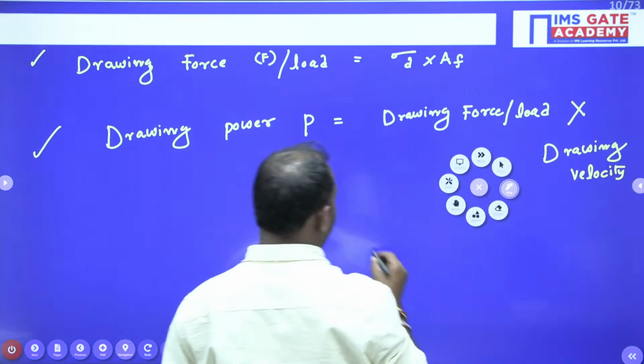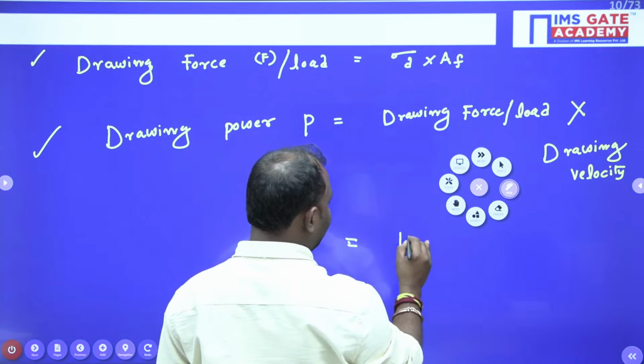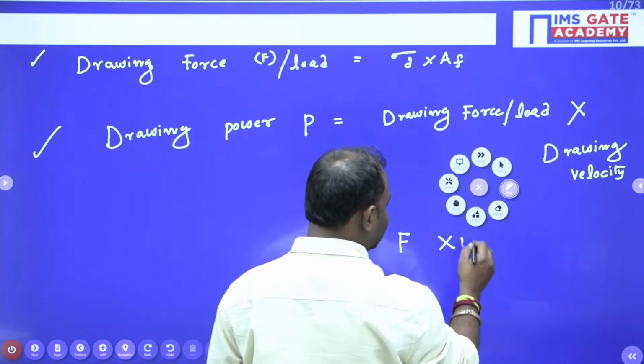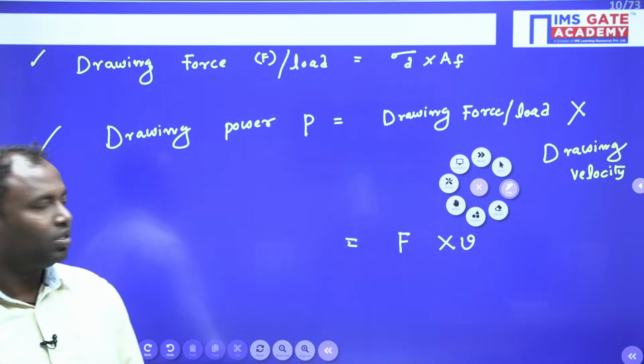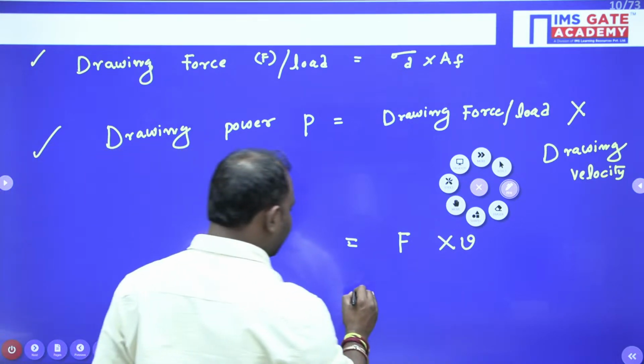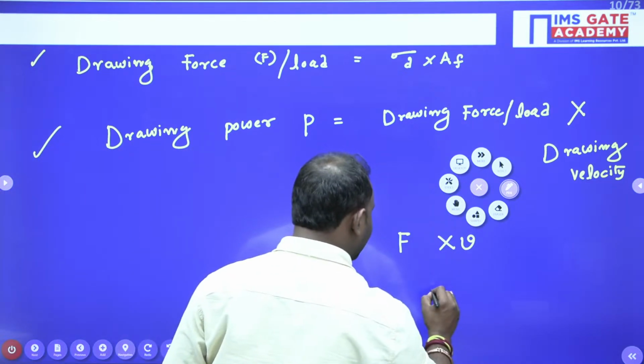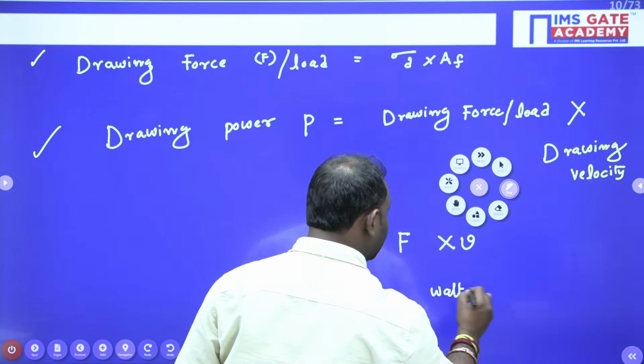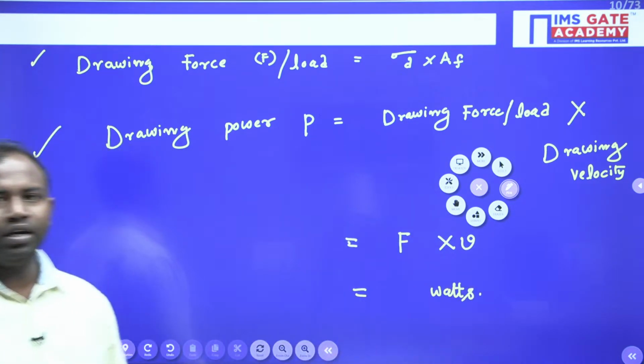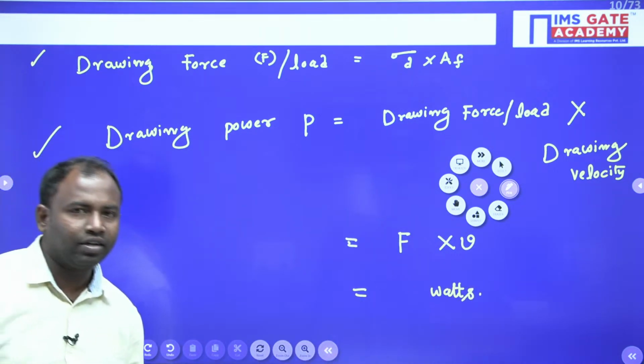Okay, right. From here, for drawing force we have seen that F is the drawing load and the drawing velocity is V. So now you are going to get the power required in watts. The units here, watts, you are going to get. Yes, guys, understood everybody? Hope you understand.